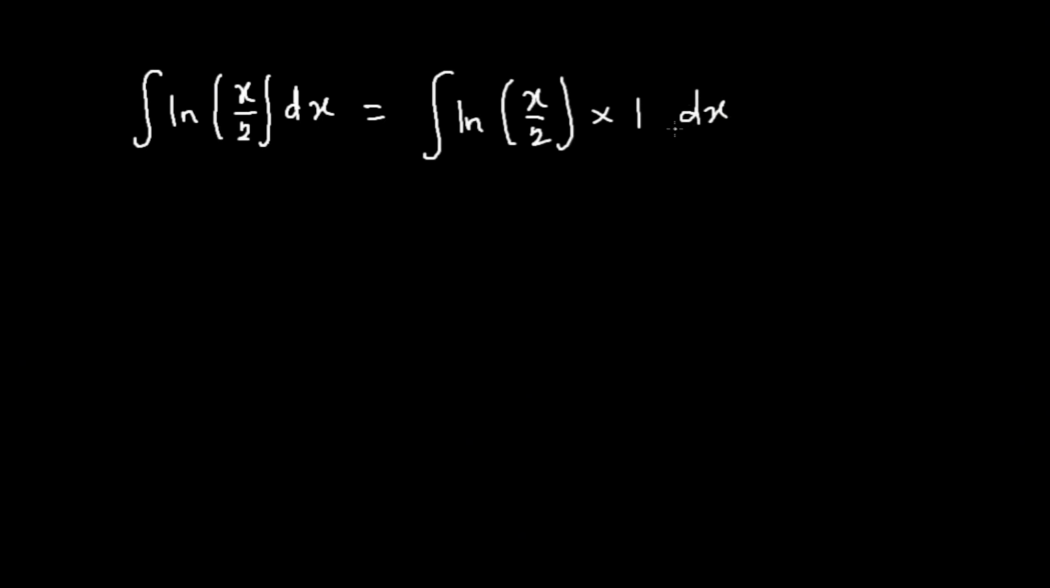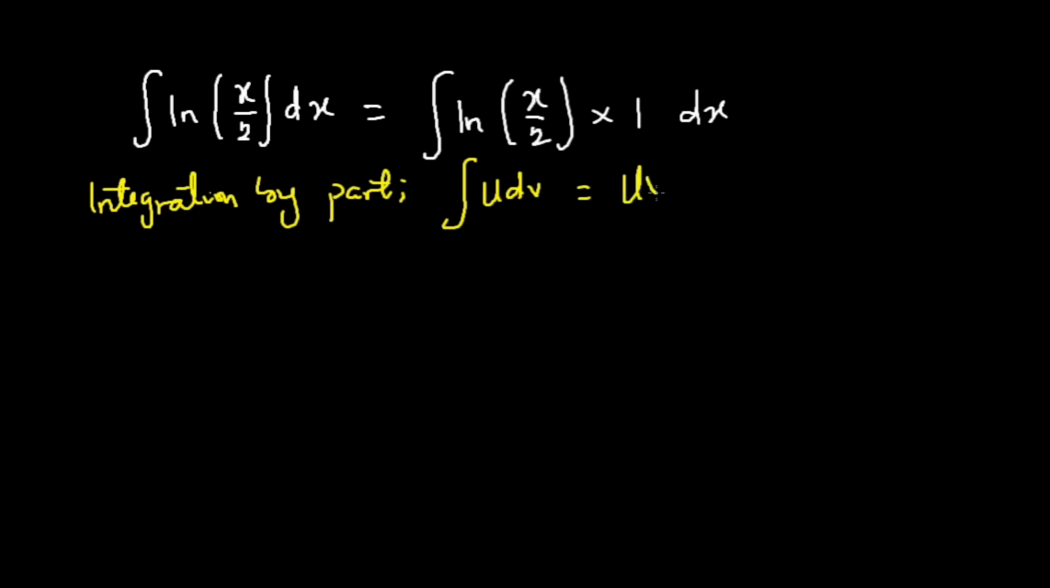Now, because I have something like this, I can implement the knowledge of integration by parts. Integration by parts. And when we say integration by parts, we're talking about the integral of u dv will now be uv, right, minus the integral of v du. This is what we want to make use of.